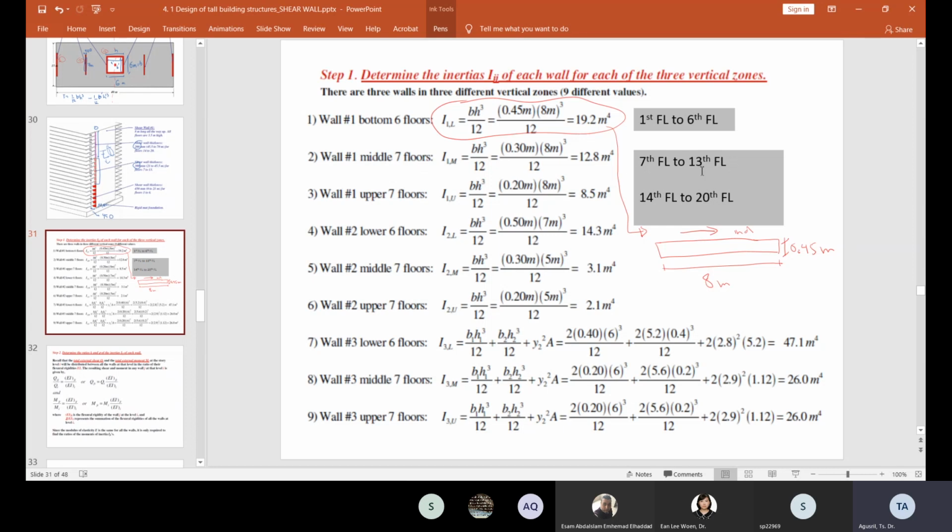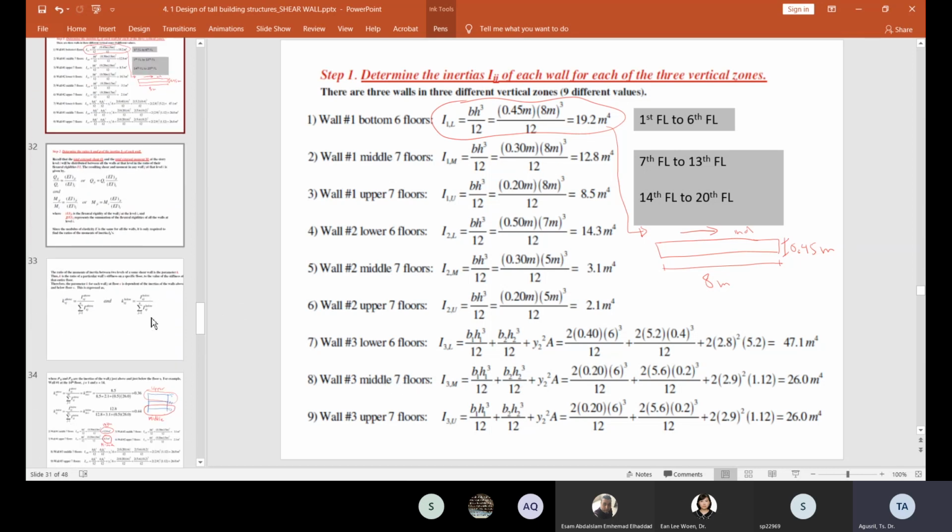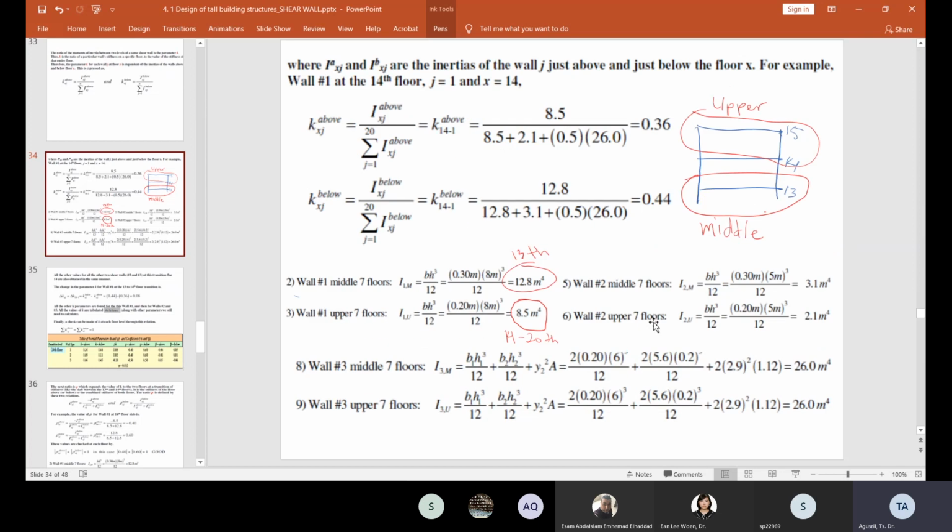So when we talk about the below level, we need to refer to level 7 to 13, which means we refer to the middle 7th floor. So you can take all the values from the middle 7th floor, from wall 1, wall 2, and then wall 3 here. That's why I put it here.